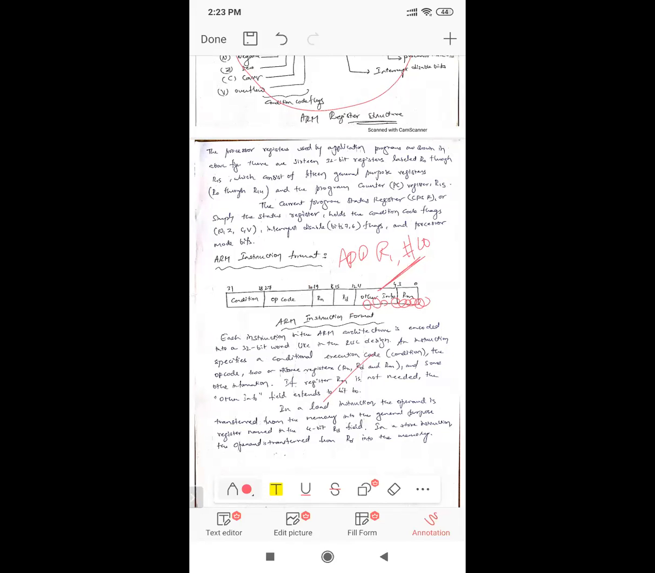Each instruction in the ARM architecture is encoded into a 32-bit word. Just like in the RISC design, the way it is in a RISC processor, the 32-bit instruction is there.